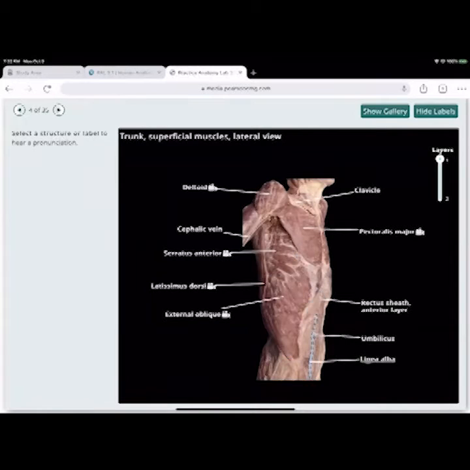This is your linea alba. That's the line that runs right down the middle. And then the umbilicus. And the rectus sheath anterior layer that lies over the rectus abdominis muscles. You see a pectoralis major. And underneath there on the side here would be a pectoralis minor. You can't see it. And there's your clavicle.